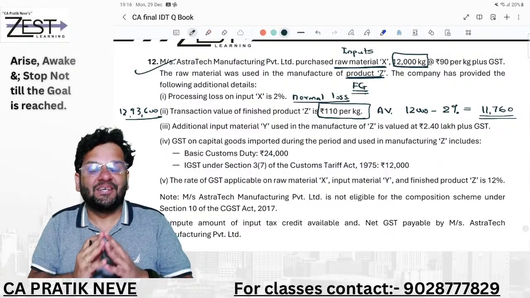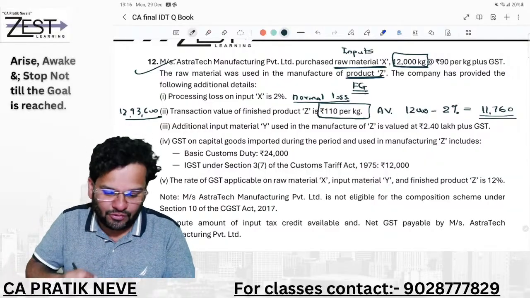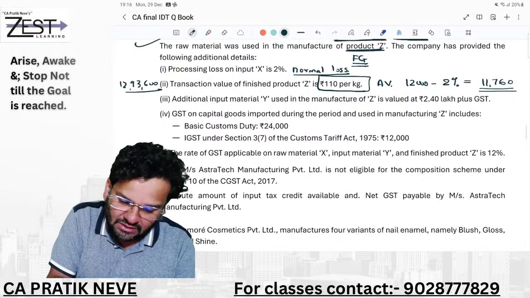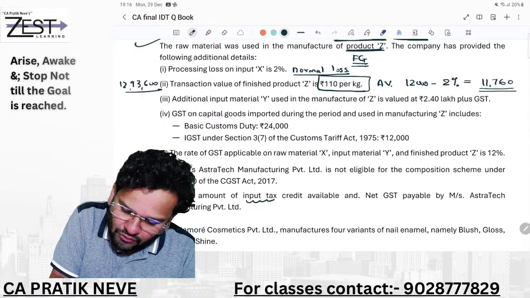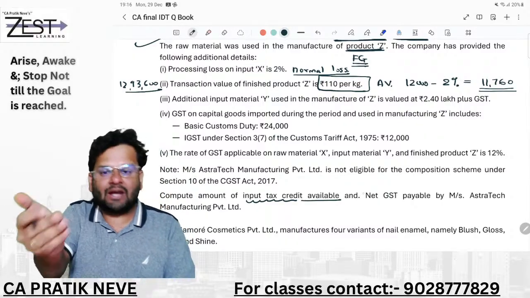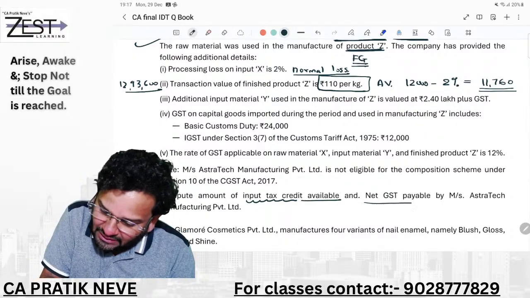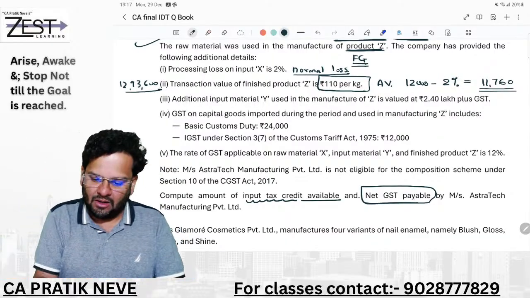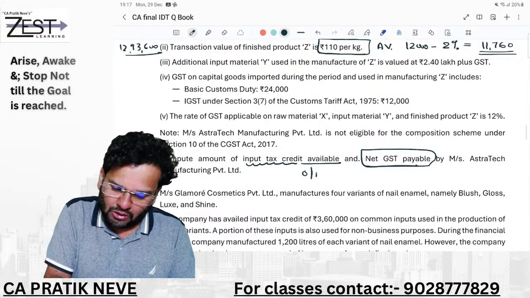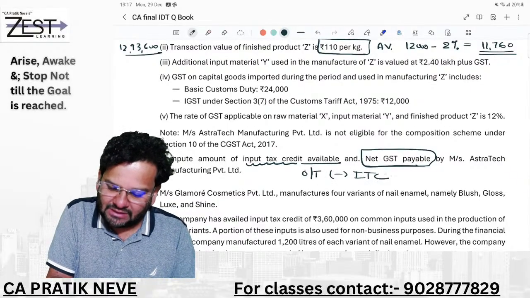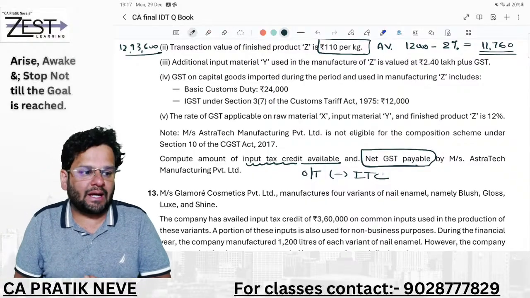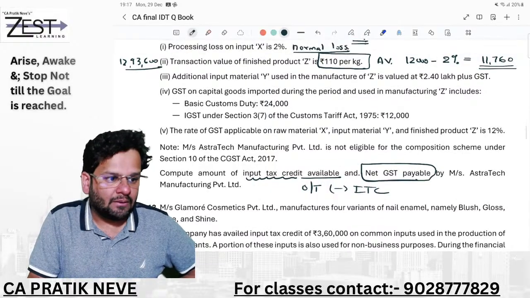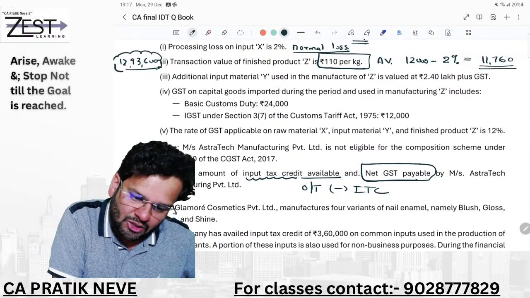Yes, sir. Now, sir, why are we getting the assessable value of finished goods? Because what is the question asked? Compute the amount of ITC available, and also net GST payable. For calculating net GST payable, you have to do output tax minus input tax credit. So you will need the output tax. For getting output tax, you will have to get the assessable value of finished goods.